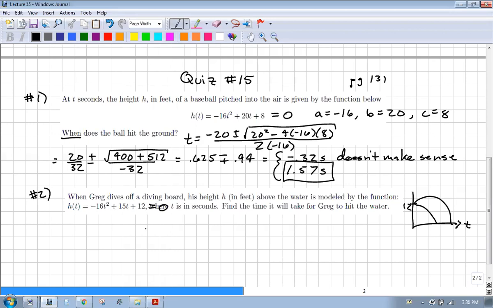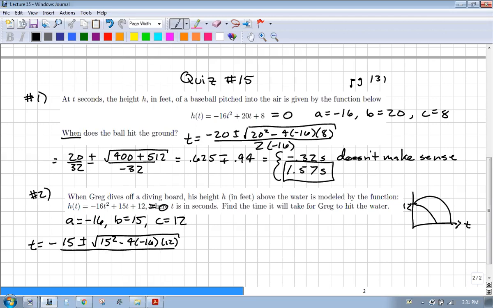So if we set this equal to 0 and solve for t, our a is -16, our b is 15, and our c is 12. So our time is -b plus or minus the square root of b squared minus 4ac, all over 2a. We have a negative over negative, which is a positive 15 over 32, plus or minus the square root of 15 times 15, which is 225, minus minus makes a plus, 4 times 16 times 12 is 768, all over a negative 32.